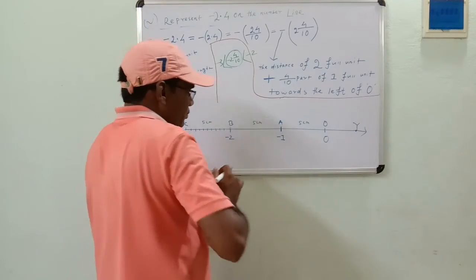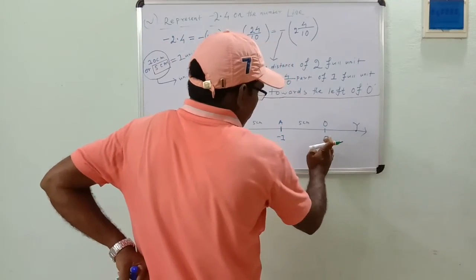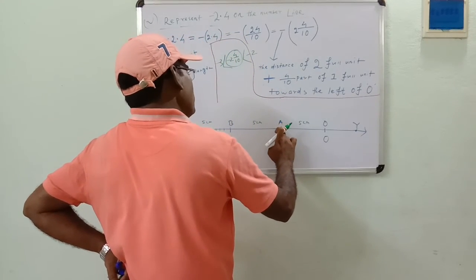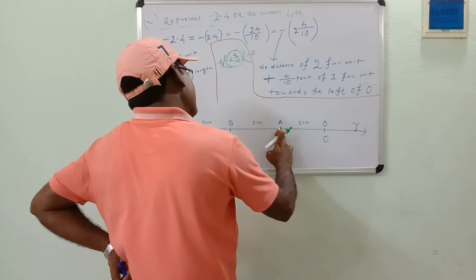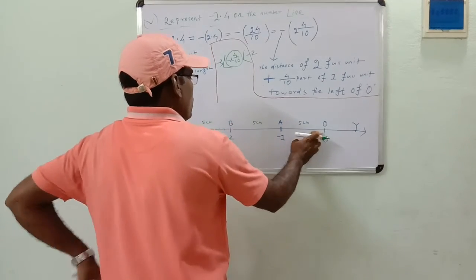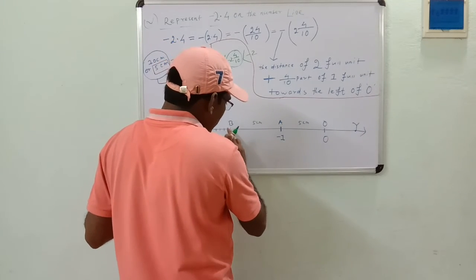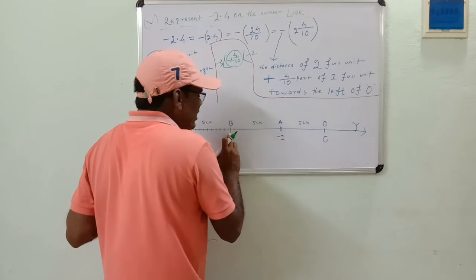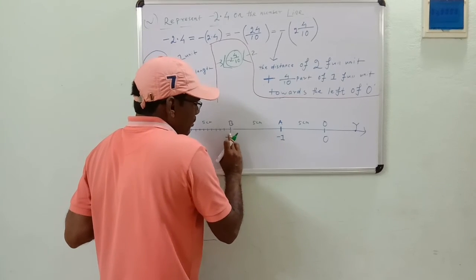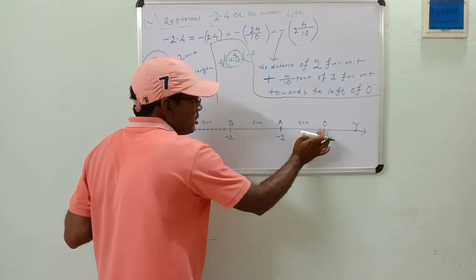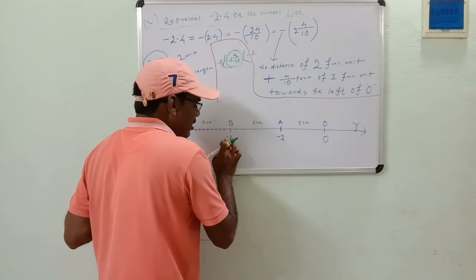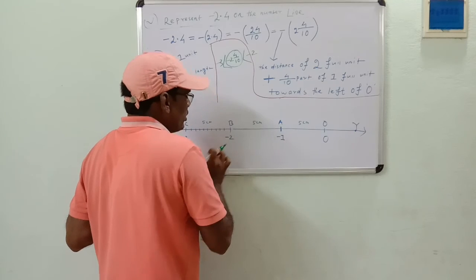So start from point O, first take 1 full unit, then take 1 full unit. It means from point O to B it is 2 units, but it is in the left direction, therefore -2 has been written here. The distance is 2 units, but it is in the left direction, therefore minus sign has been put here.